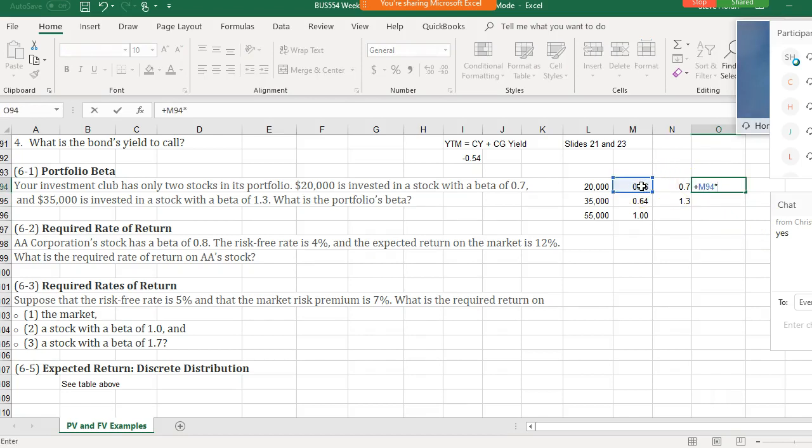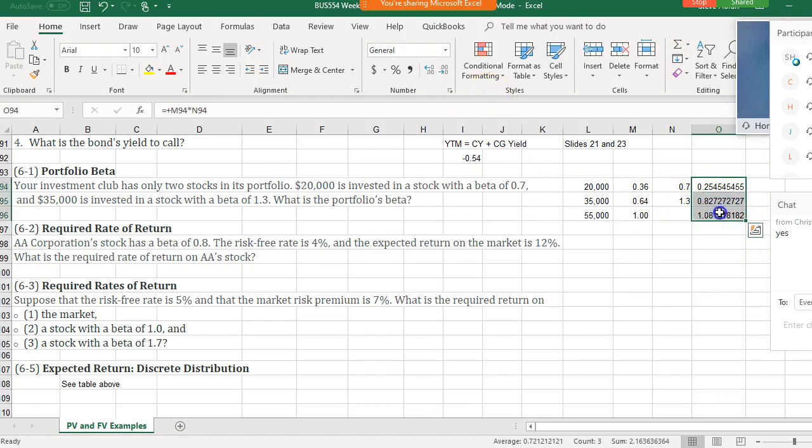0.36, the percent, times the beta. And then 0.64, the percent, times the beta of 1.3. Then I can just add those down, and that's the beta of my portfolio. So if I simplify that down to 2 decimal points, which is most likely what MindTap will want you to do, the beta of my portfolio is 1.08.